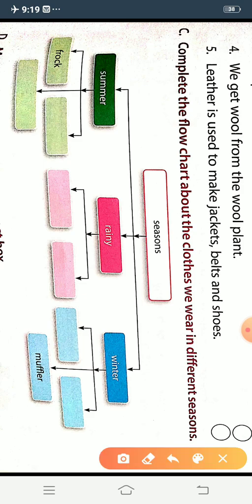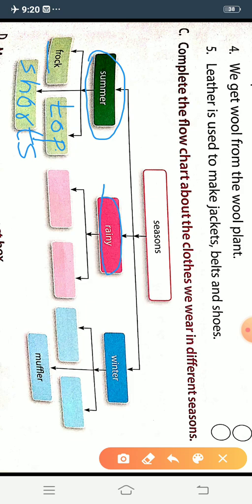We will write here, frock is given, so we will write here T-O-P, top, and here we will write shorts, S-H-O-R-T-S, shorts. Okay, so in summer season we wear frock, top and shorts. See the next season. Which is the next one? Rainy season.